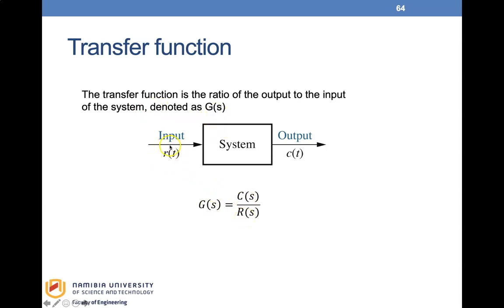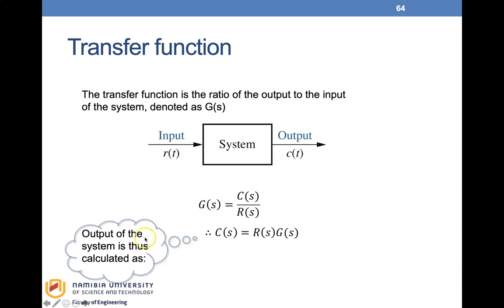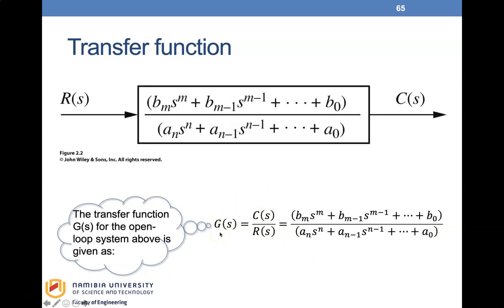You see, this is in the time domain, but this is in the complex domain. So you have to Laplace transform the system before you come up with your transfer function. So g of s is c of s over r of s. And the output of the system is thus calculated as c of s equals r of s, g of s. So this is your output. So it's r of s multiplied by g of s.